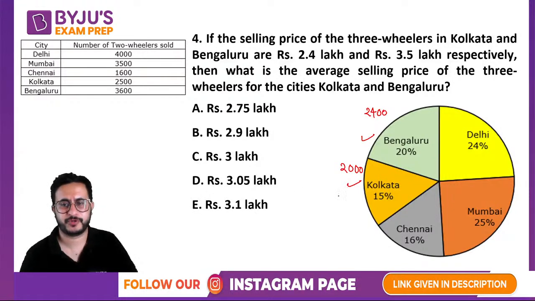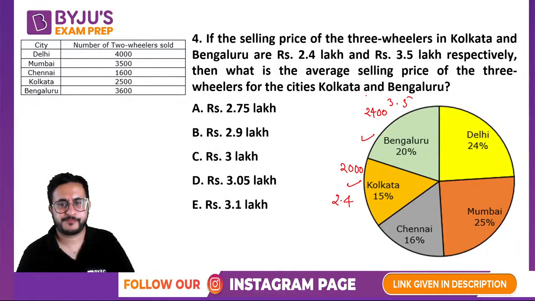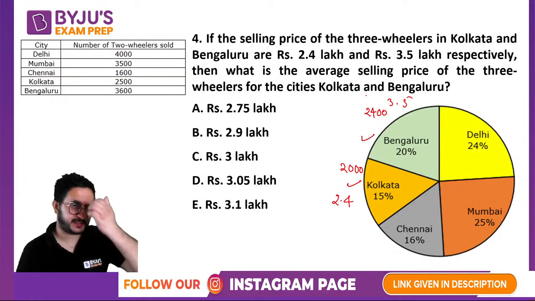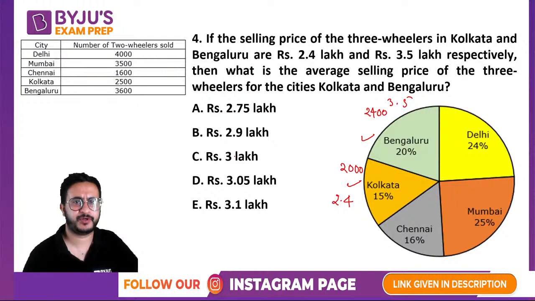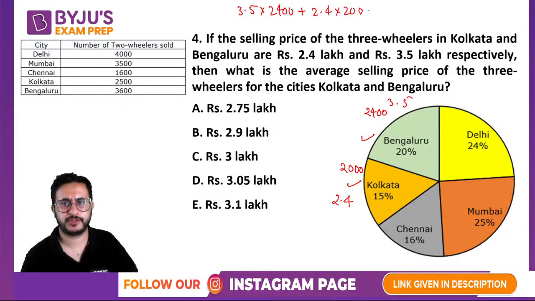Kolkata, the price is 2.4 lakhs, and Bengaluru, the price is 3.5 lakhs. So the weighted average method is basically what you will do here: you will multiply this by this. It says that these many vehicles, so the total price will be this, plus 2.4 into 2000, upon the total number of vehicles, that is 2400 plus 2000.